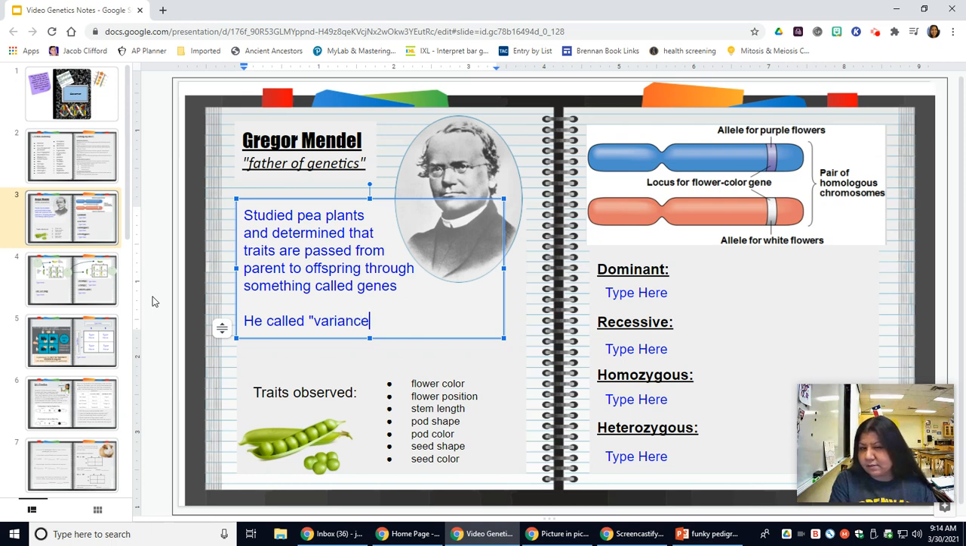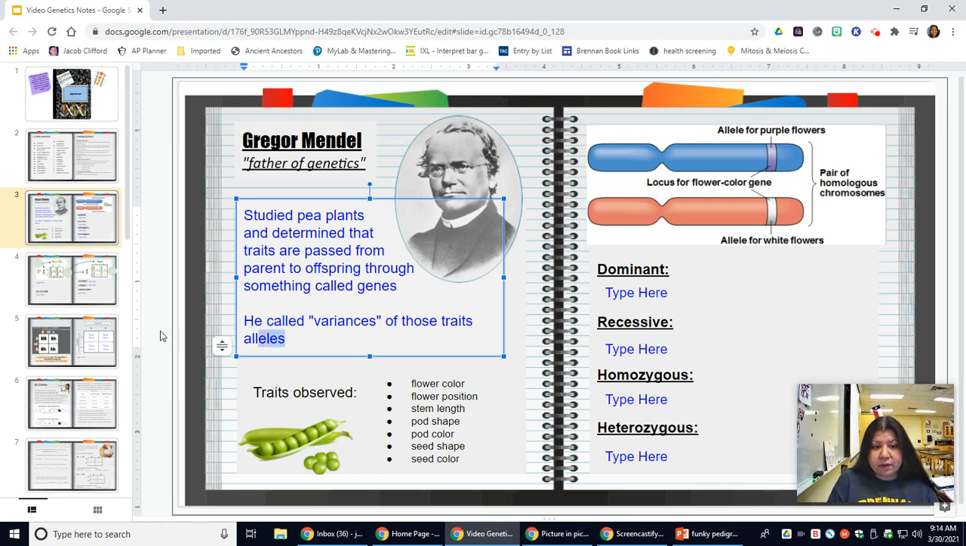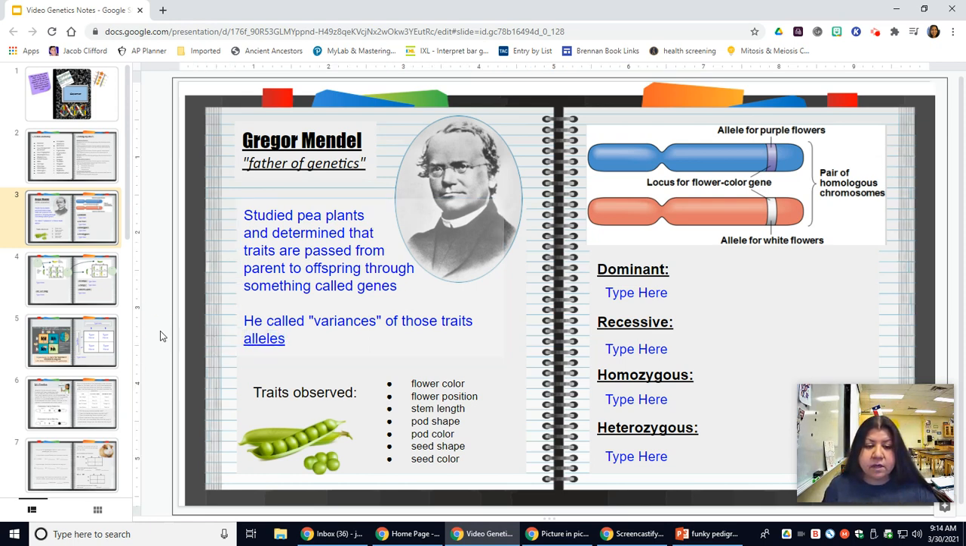So something else that he did, he called the variances of those traits alleles, okay? So alleles is going to be one of your vocab words, and I'll explain here what an allele is, okay? So you've probably heard that we have dominant and recessive traits. So dominant and recessive are the allele types for that gene.